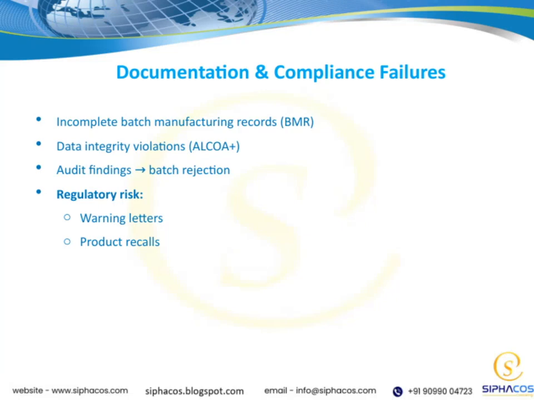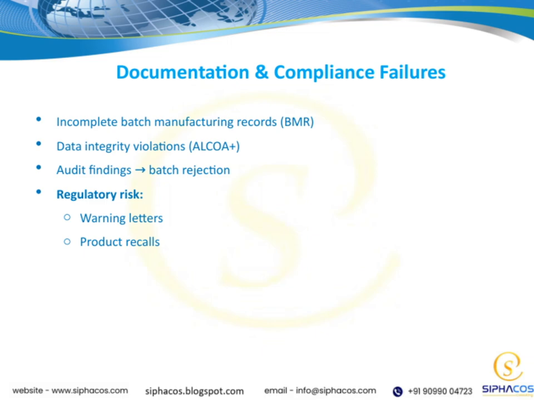Let's talk about some of the critical issues related to documentation and compliance failures. First, incomplete batch manufacturing records, or BMRs, can create serious gaps in traceability and accountability. When these records are missing or incomplete, it becomes difficult to verify that manufacturing processes were followed correctly. Next, we have data integrity violations, often summarized as ALCOA+. This means that data isn't being properly recorded, maintained, or verified, which can undermine the entire quality system. It's essential for data to be accurate, consistent, and reliable at all times.